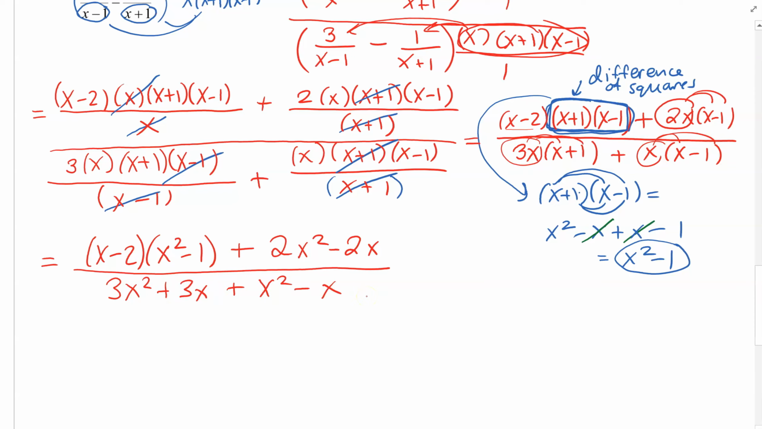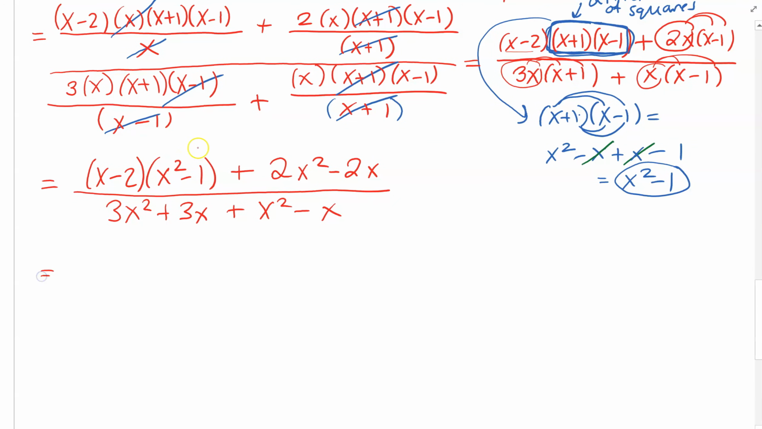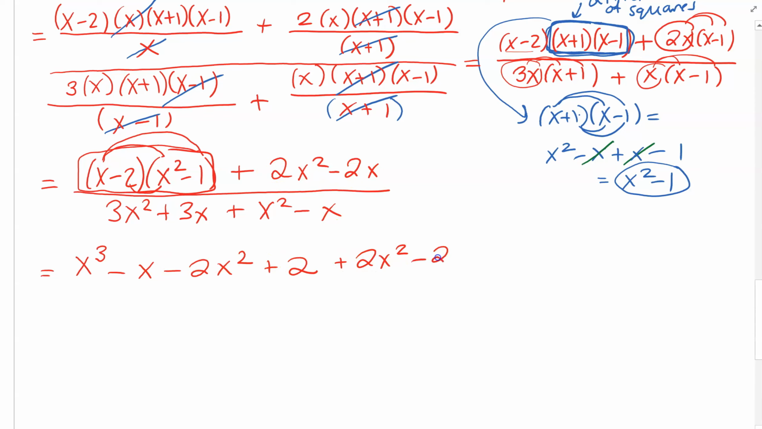And then I will need to FOIL this right here, and then once I do that, I can just go ahead and combine like terms. So let's see, I'll get x times x squared is x cubed, x times negative 1 is negative x, negative 2 times x squared is negative 2x squared, negative 2 times negative 1 is plus 2. So this turned into those 4 terms, and then I still have plus 2x squared minus 2x.